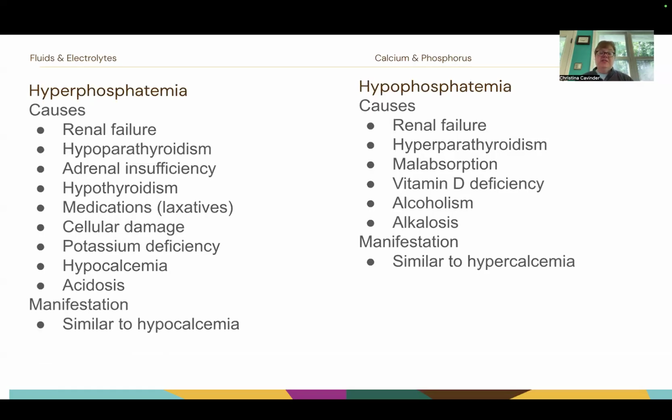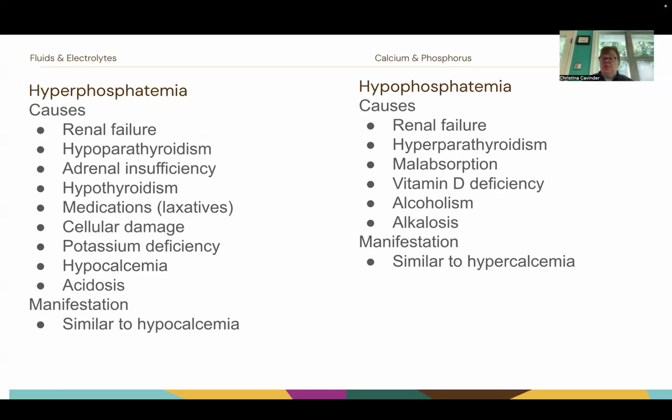For hyperphosphatemia, renal failure, that's pretty much a given, right? Hypoparathyroidism, adrenal insufficiencies, which we'll talk about in our endocrinology lecture, hypothyroidism, medications such as laxatives, cellular damage, potassium deficiency, hypocalcemia, acidosis. It's similar to hypocalcemia because if you have hyperphosphatemia, you probably have hypocalcemia.